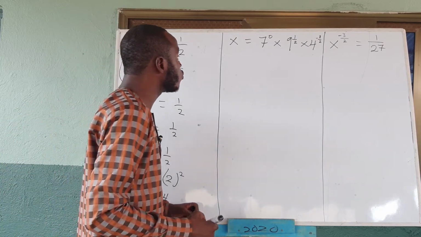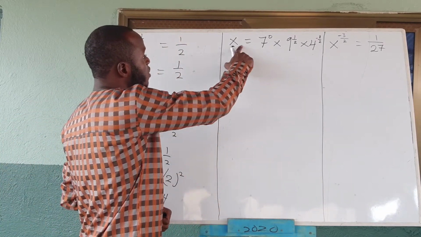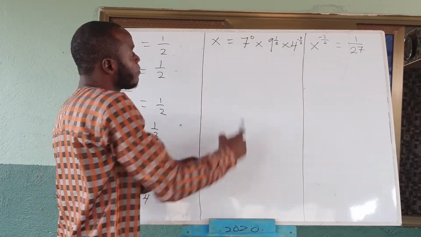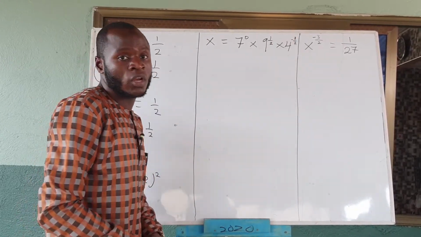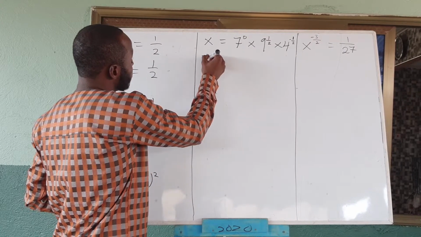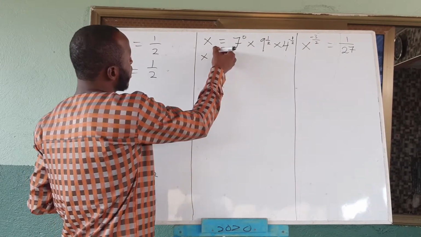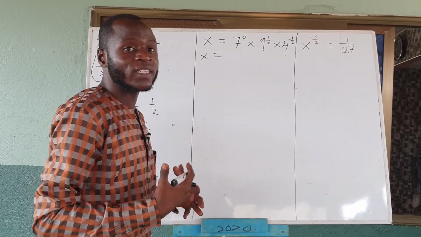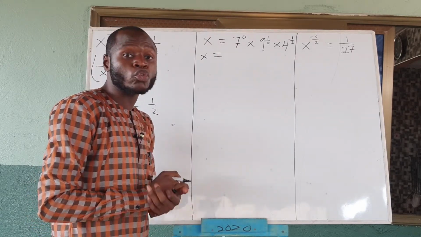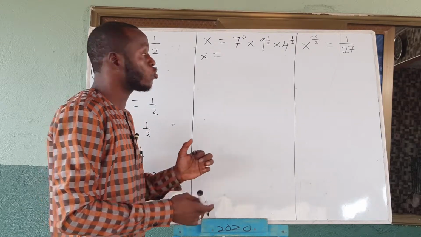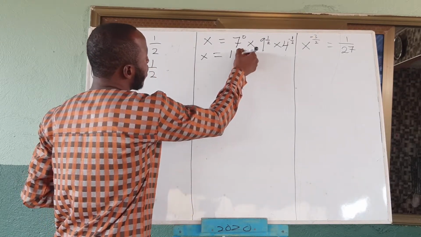So quickly, let's move on to the next question, which is x is equal to 7 to the power 0 times 9 to the power half times 4 to the power minus 1/2. We are looking for the value of x. In maths, 7 to the power 0 will give us 1. Any number or any variable to the power 0 will give us 1. So you have 1 here times.